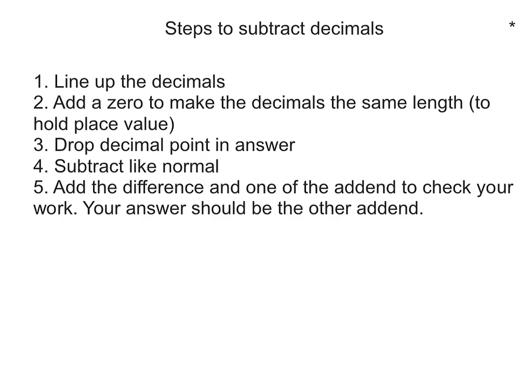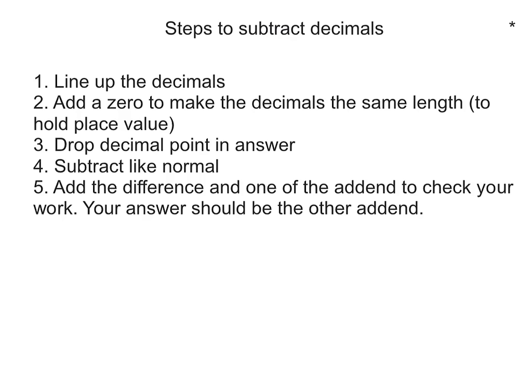Before we start doing some guided practice examples of subtracting decimals, we need to write down the steps to subtract decimals in our notes. The first step is to line up the decimals. Second step, add a 0 to make the decimals the same length, or to hold the place value. The third step is to drop the decimal point in your answer. This is a very important step. If you do not put your decimal point in your answer, it is wrong.